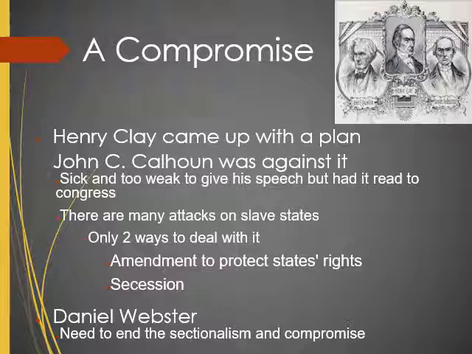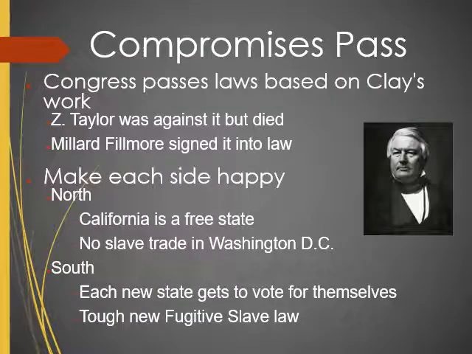Those were really the two options that John C. Calhoun saw. And Daniel Webster was on the other side, and he was part of the North. He was a Massachusetts senator. His thought was, what we really need to do is work together to end this fight. We need to end this sectionalism where it's North versus South, and we need to compromise. We need to agree to these terms that Henry Clay has come up with. So eventually the compromise did pass. Congress ended up passing 5 laws based on what Clay had decided would probably work.